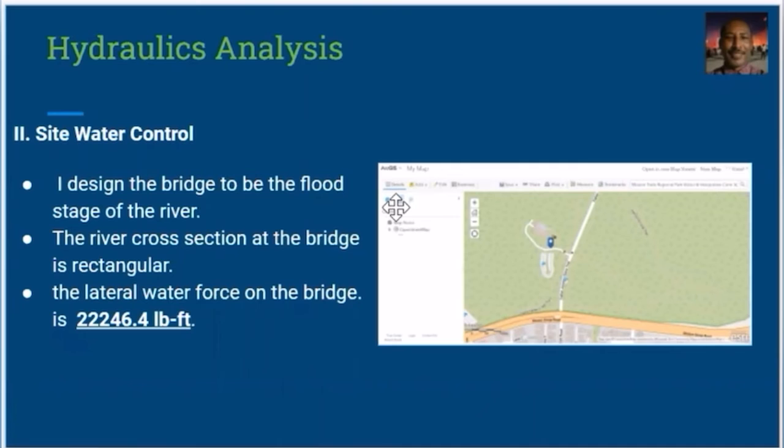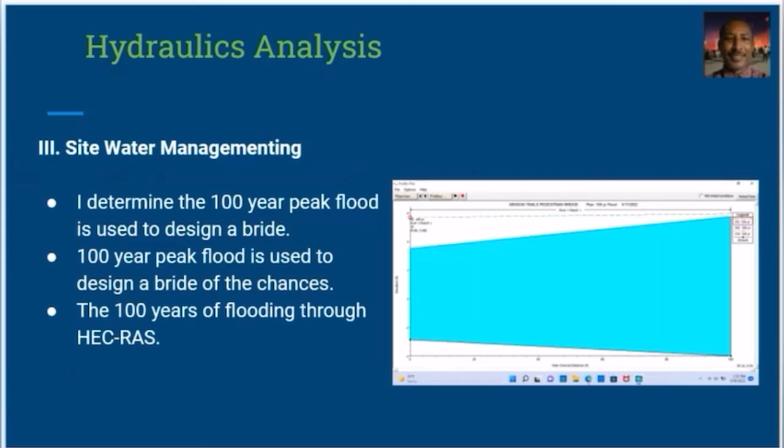I assume the flood flow is 14,500 CFS. The river cross-section area at the bridge is rectangular due to the bridge abutments and wing walls. This is how I found the lateral force on the bridge during flooding is 22,246.4 pounds per foot.